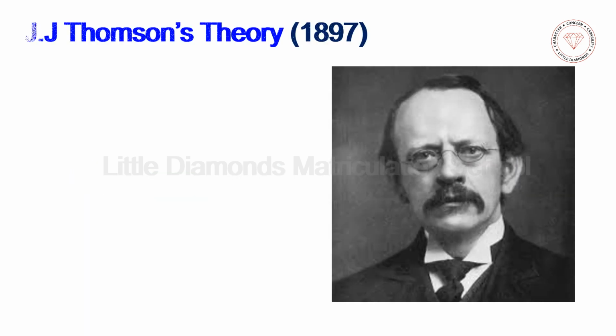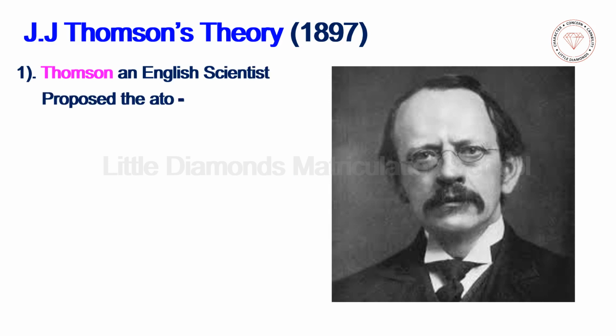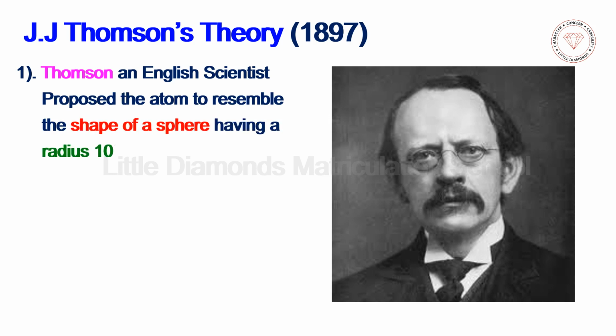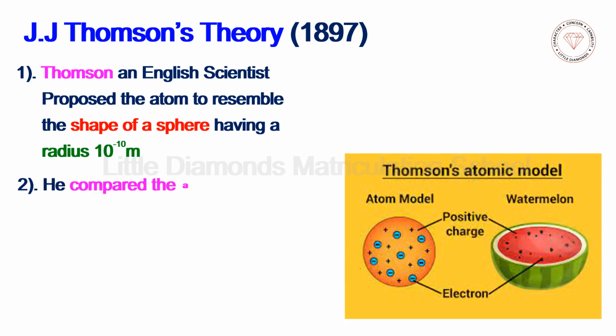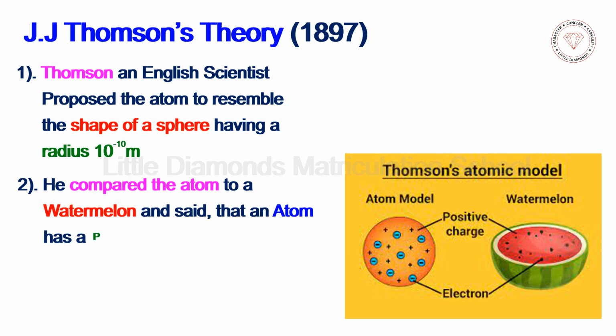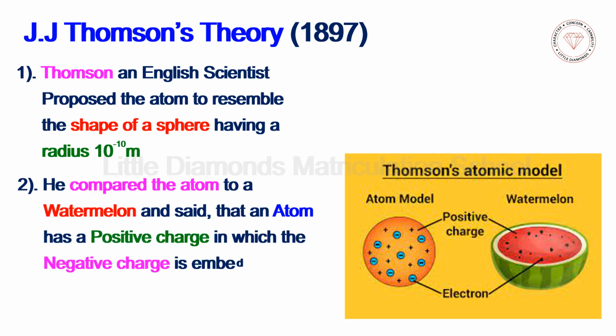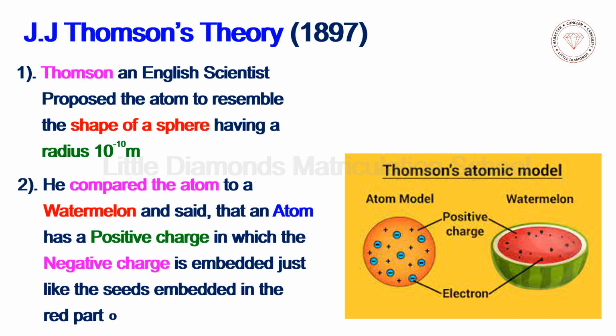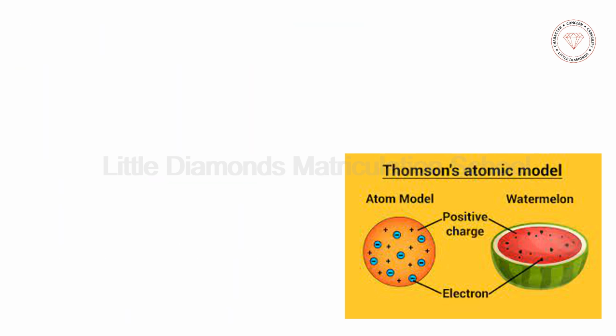In 1897, J.J. Thomson, an English scientist, proposed the atom to resemble the shape of a sphere having a radius of 10^-10 meters. He compared the atom to a watermelon and said that an atom has a positive charge in which the negative charge is embedded, just like the seeds embedded in the red part of the watermelon.